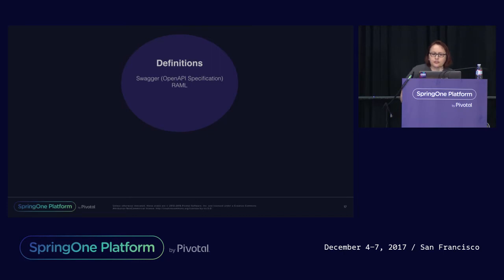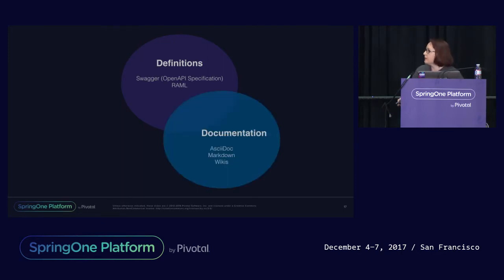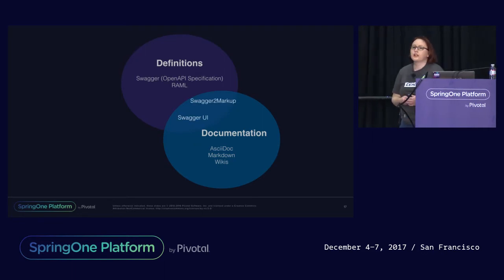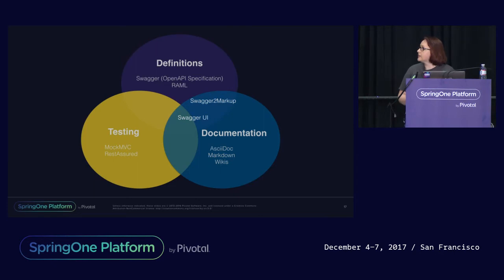The first one is really about definitions. So Swagger is really a definition, and RAML too, for how you define your API. It's not really about documentation, but we can make it about documentation when we combine it with tools like AsciiDoc and Markdown or even some wikis. And there are, of course, tools that help you do that. The third thing that comes in is testing.